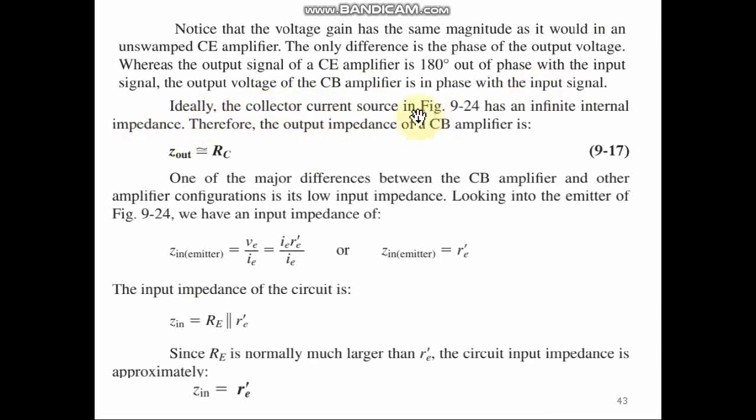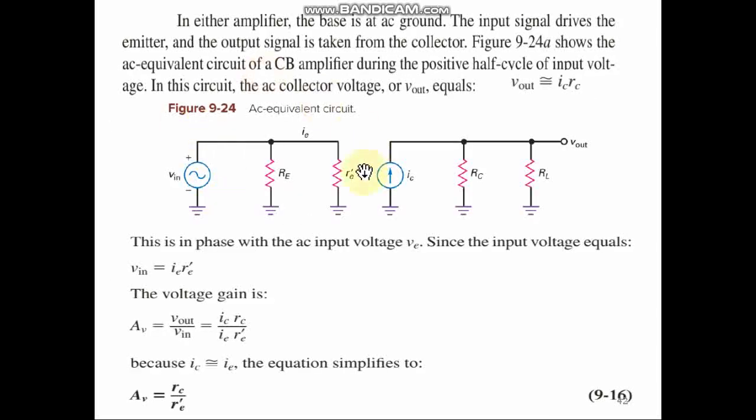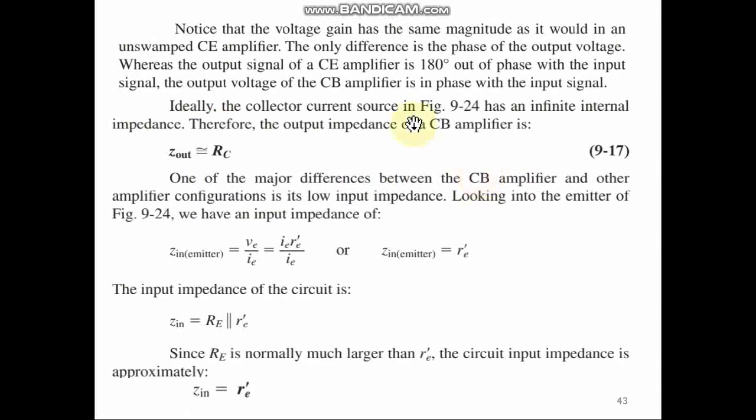Ideally, the collector current source has an infinite internal impedance. Therefore, the output impedance of the CB amplifier will be approximately RC. This current source ideally has infinite source impedance, so we will consider it as just open. So the output impedance will be only RC, approximately RC. So Zout is approximately RC.